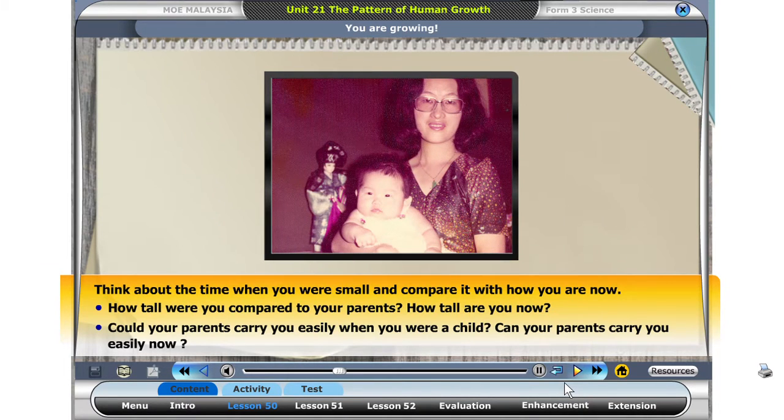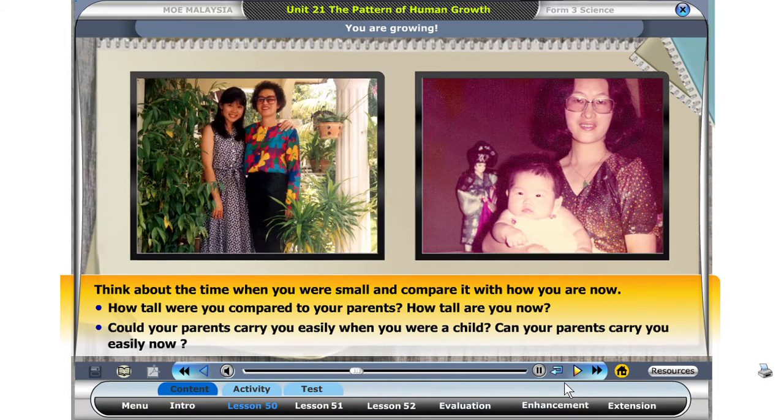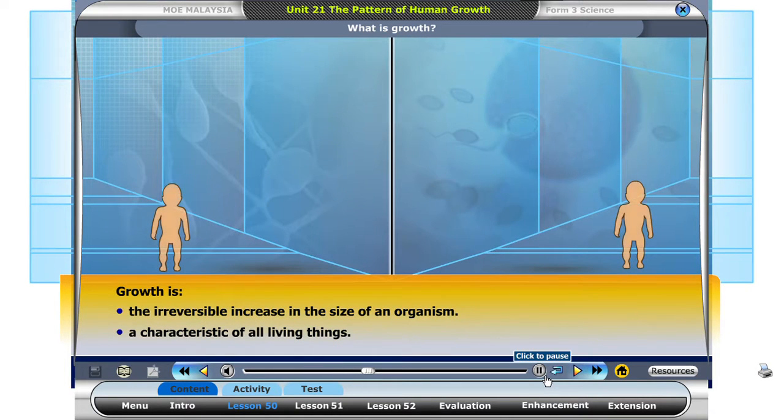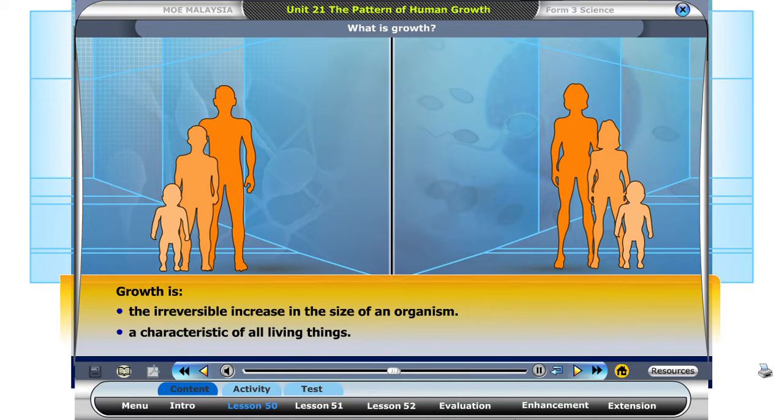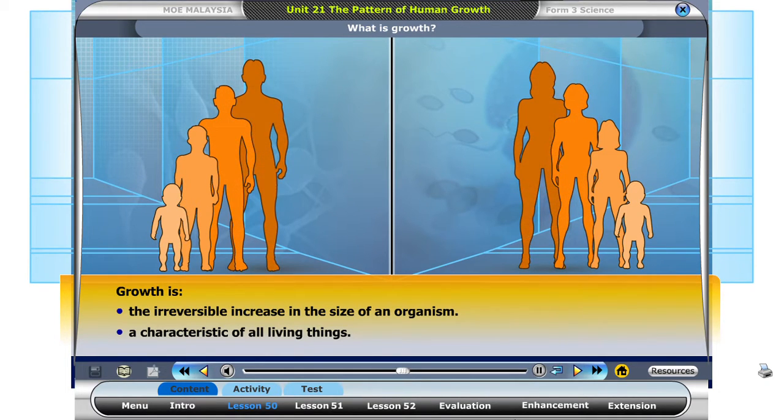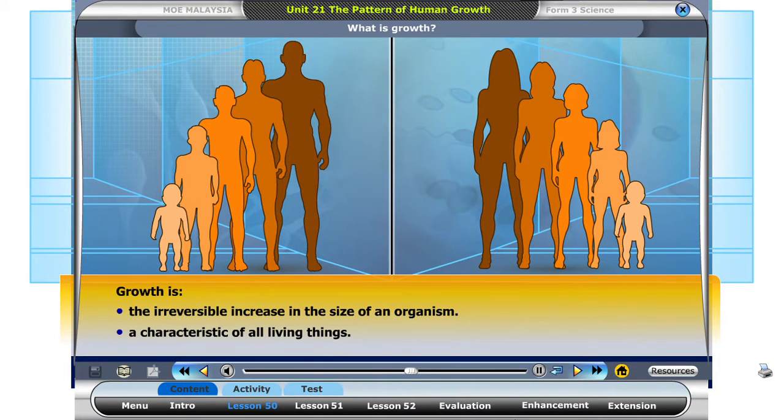Could your parents carry you easily when you were a child? Can your parents carry you easily now? Notice that you have become taller and heavier since you were a child. You have been growing. Growth is the irreversible increase in the size of an organism.